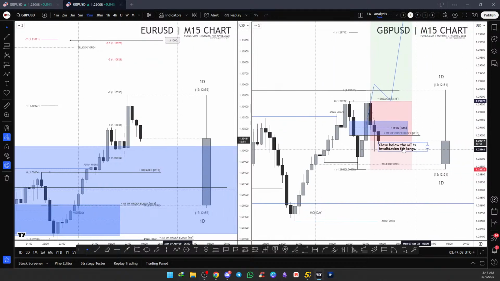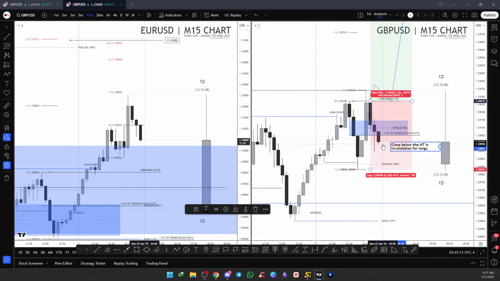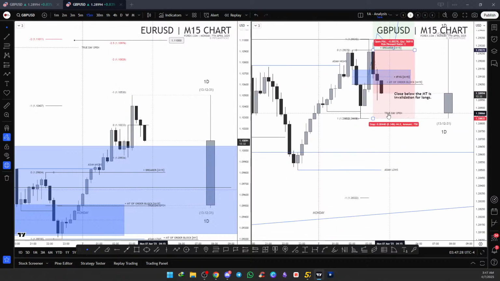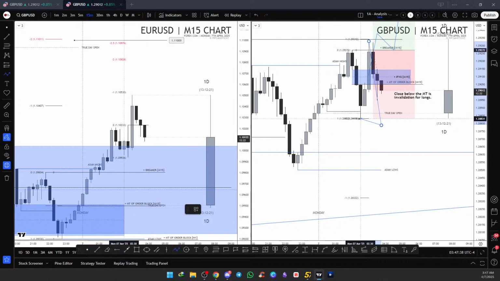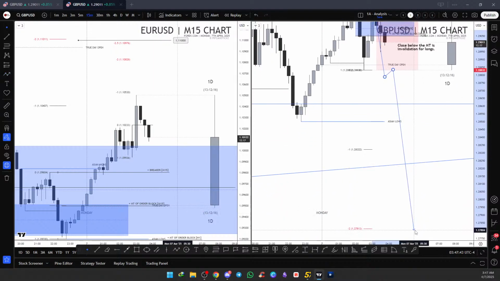Okay, if we see a close below the mean threshold of this order block, what should we do? We should not be looking for longs. Then what we can do is wait for price to close below the 2-day open and this level here. As I have already explained, if price closes below the 2-day open and this level, we can look for shorts. We can take entry at this breaker right here and we can target lower prices, ideally this 2 standard deviation here.